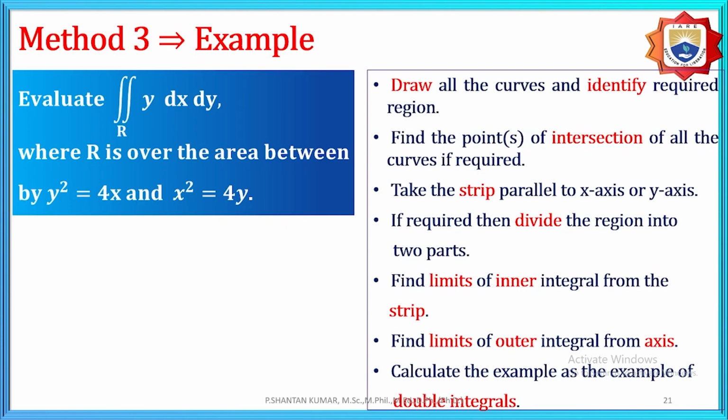For example, this one: evaluate the double integral of y, dx dy, where R is the region bounded by the area between y square is equal to 4x and x square is equal to 4y. Here also the problem does not directly give any limits, constants or variables, here the curves are given. Based upon the curves, according to the procedure, we need to draw the diagram, find the intersecting points, identify the region, and after that take the strip parallel to x-axis or parallel to y-axis.